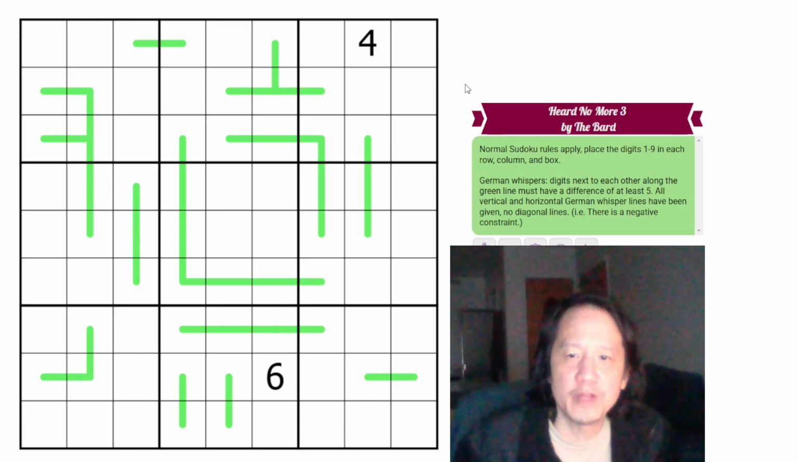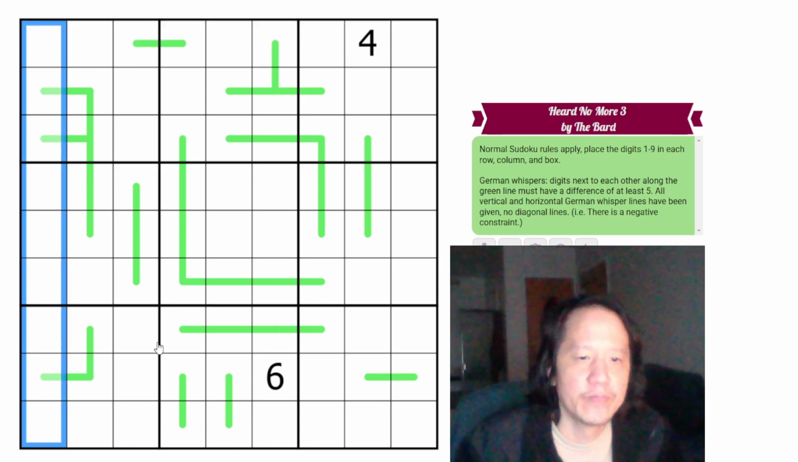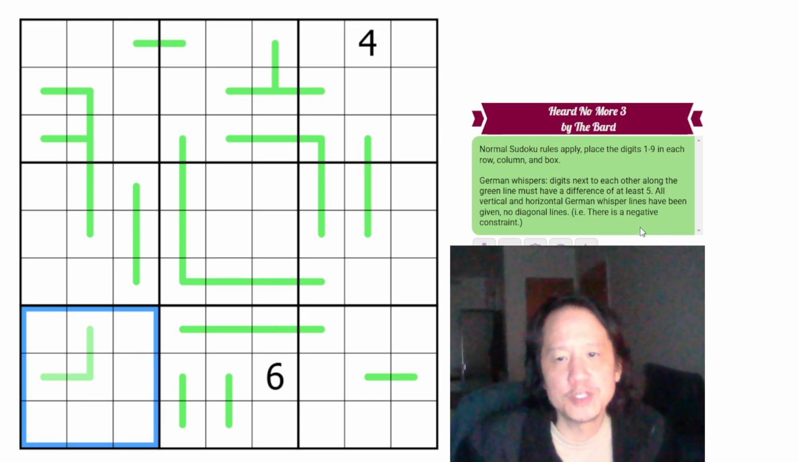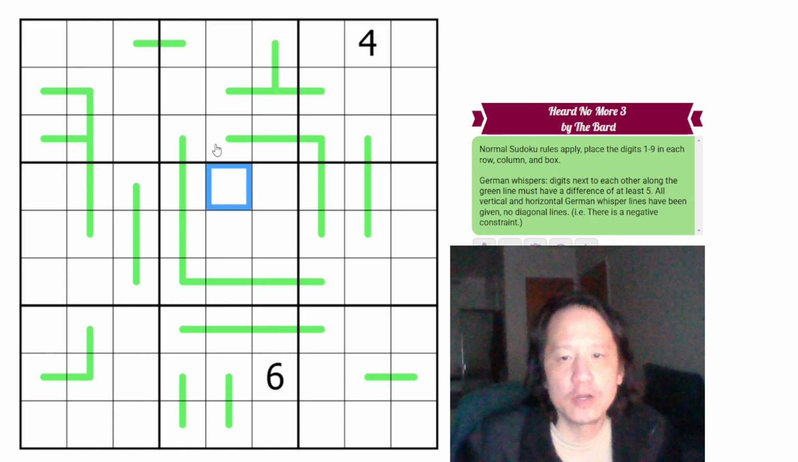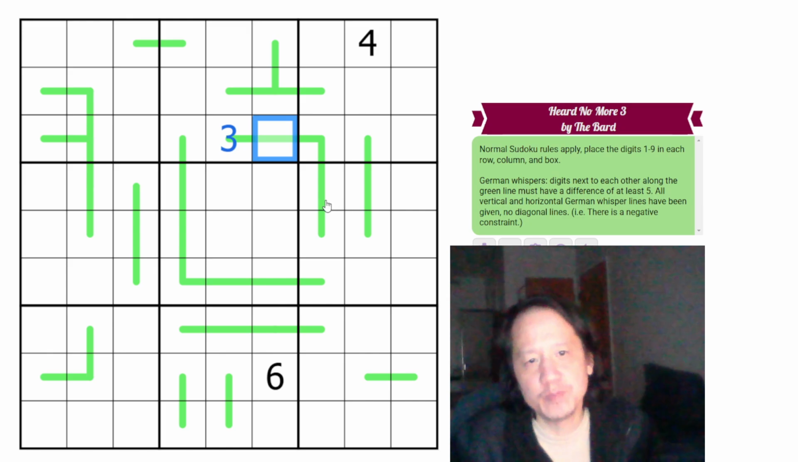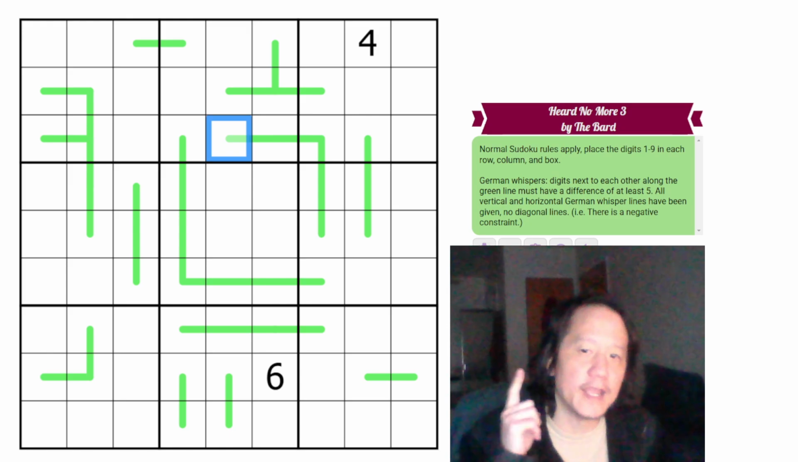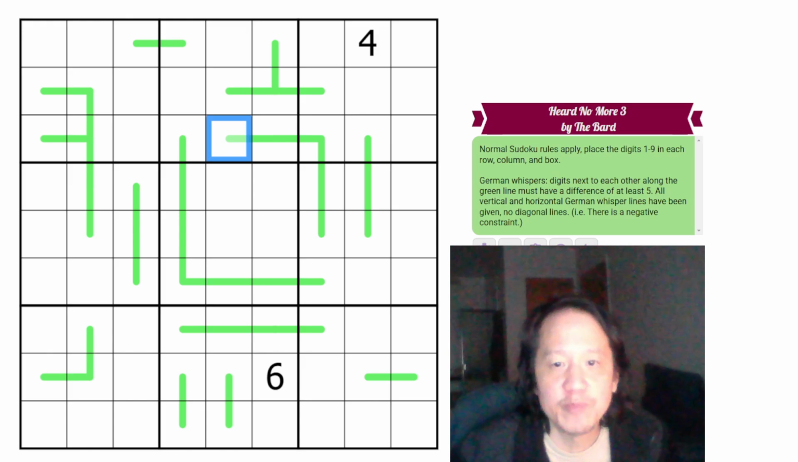Normal Sudoku rules apply. Place the digits 1 through 9 in each row, column, and box. German whispers. Digits next to each other along a green line must have a difference of at least 5. So for example, if this were 3, this would have to be an 8 or a 9 to maintain a difference of at least 5 with adjacent digits on a German whisper line. And all vertical and horizontal German whisper lines have been given.